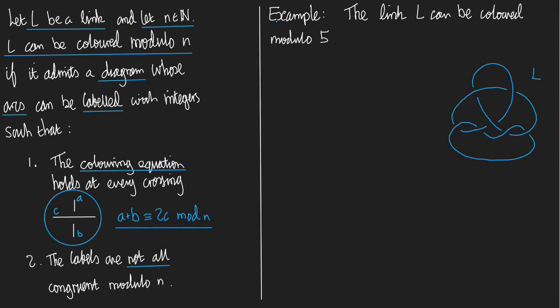Now, let's see an example of this. I'm going to show you that this link here can be colored modulo 5. And I came prepared. I worked out the coloring beforehand. And here it is.